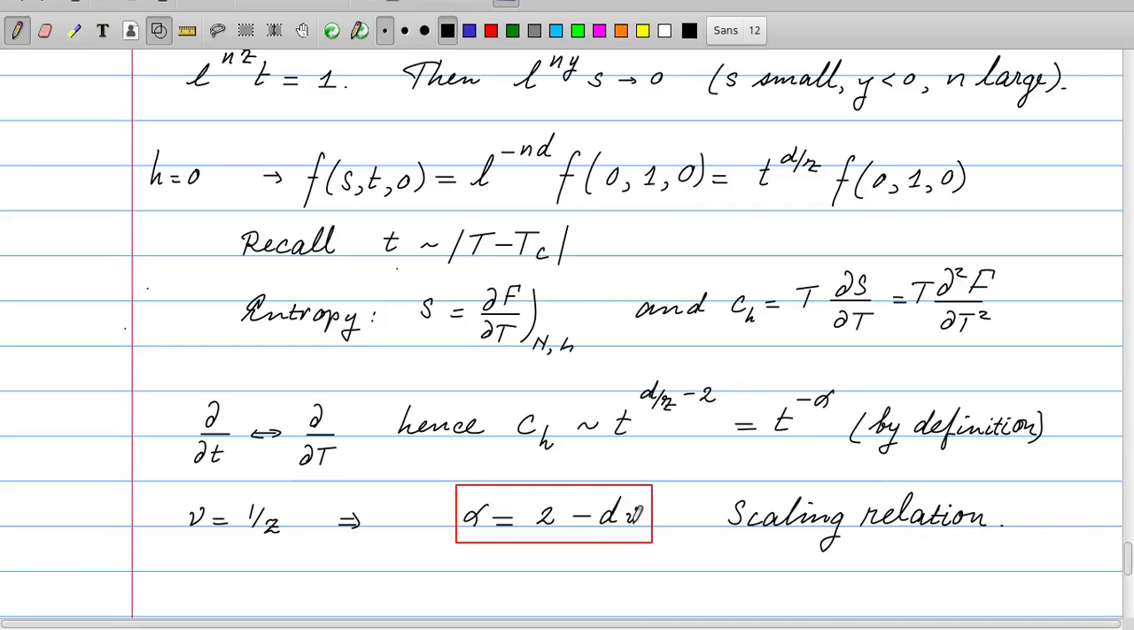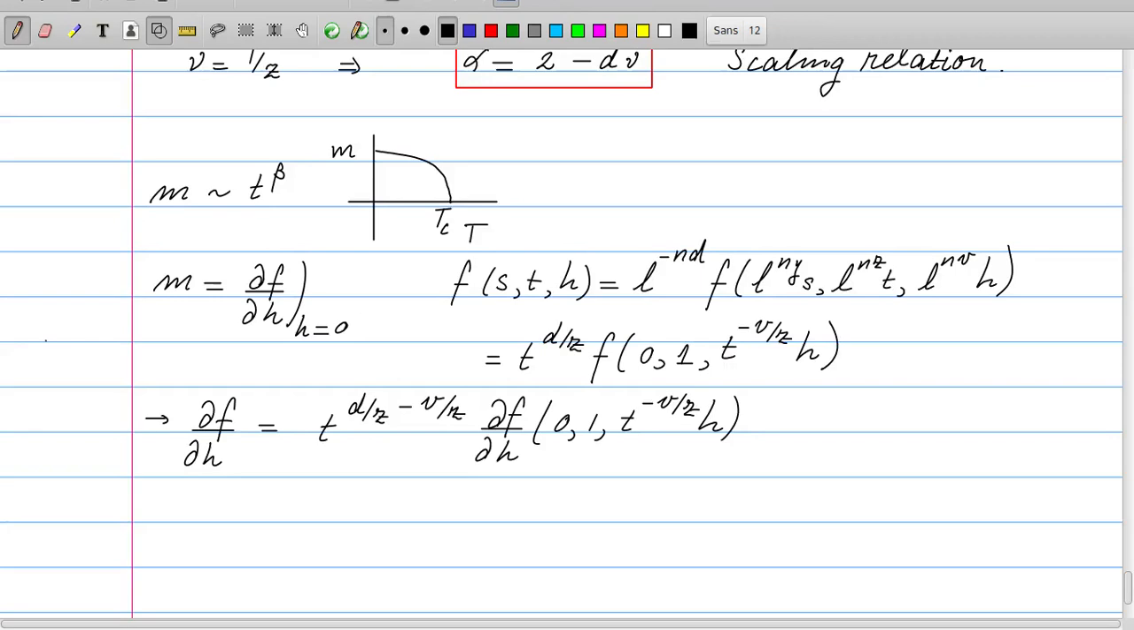So let us perform a similar analysis for the exponent beta, which describes how the magnetization vanishes when we approach the critical temperature from below. So the shape of this curve has the shape t to the power beta, where t is at least proportional to Tc minus t. Well, we know that the magnetization can be found as df dh, and we need to evaluate that at h is 0.